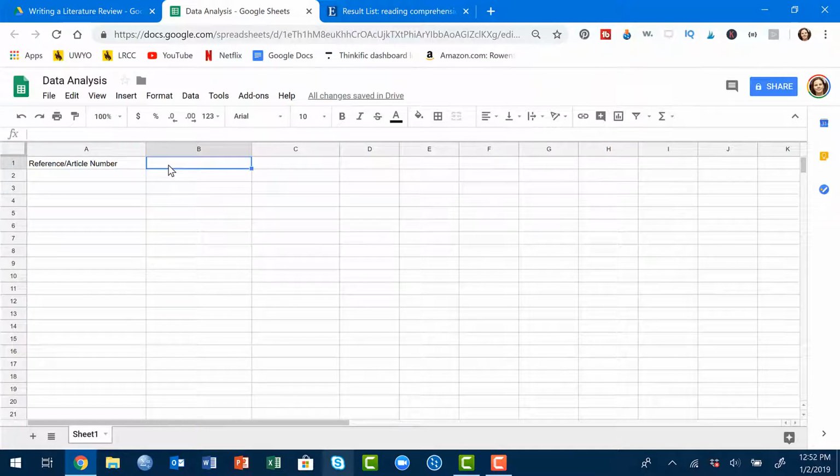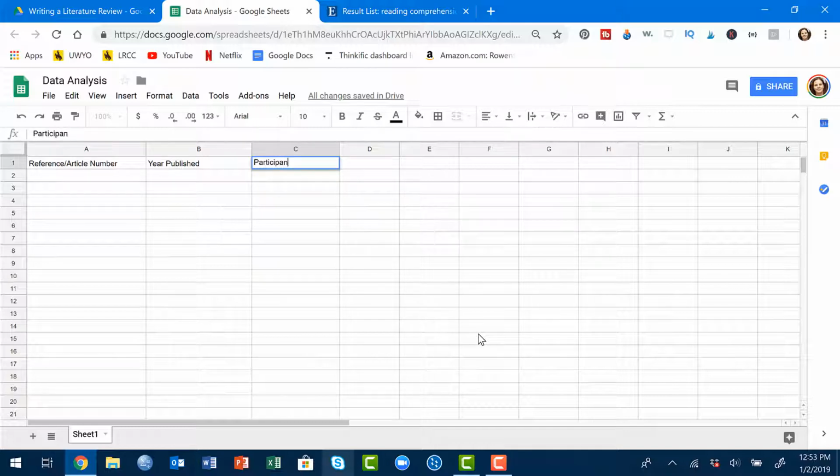Now, I like to put in some basic stuff. I like to put the year published in its own column, just because sometimes I like to see if there are any trends by decade, or over a certain period of time. I also like to know things about the particular methodology. Even if I'm not doing a methodological literature review, you still want to know how people went about gathering the information that they gathered. So there are a number of things that I might include in here.